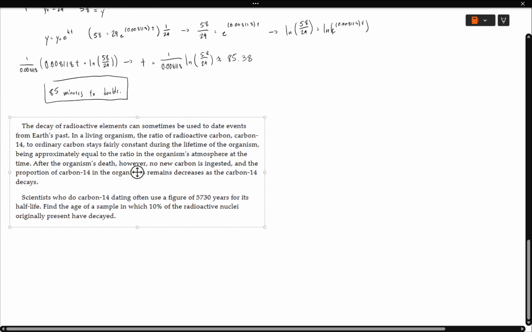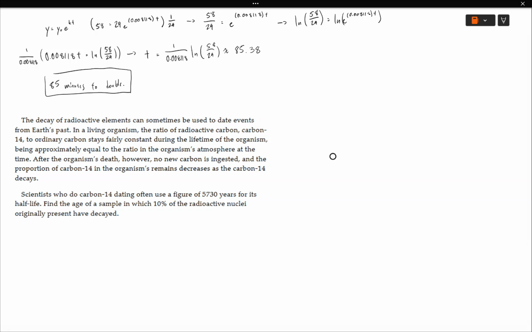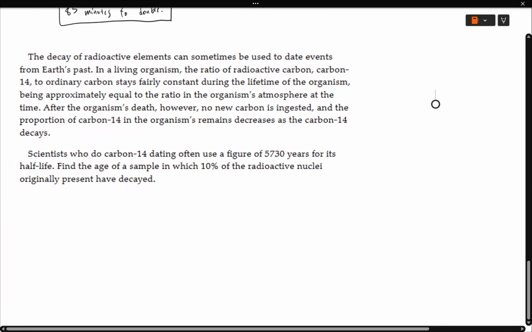The decay of radioactive elements can sometimes be used to date events from Earth's past. In a living organism, the ratio of radioactive carbon, carbon-14, to ordinary carbon stays fairly constant during the lifetime of the organism, being approximately equal to the ratio in the organism's atmosphere at the time. After the organism's death, however, no new carbon is ingested and the proportion of carbon-14 in the organism's remains decreases as the carbon-14 decays. Scientists who do carbon-14 dating often use a figure of 5,730 years for its half-life. Find the age of a sample in which 10% of the radioactive nuclei originally present have decayed.